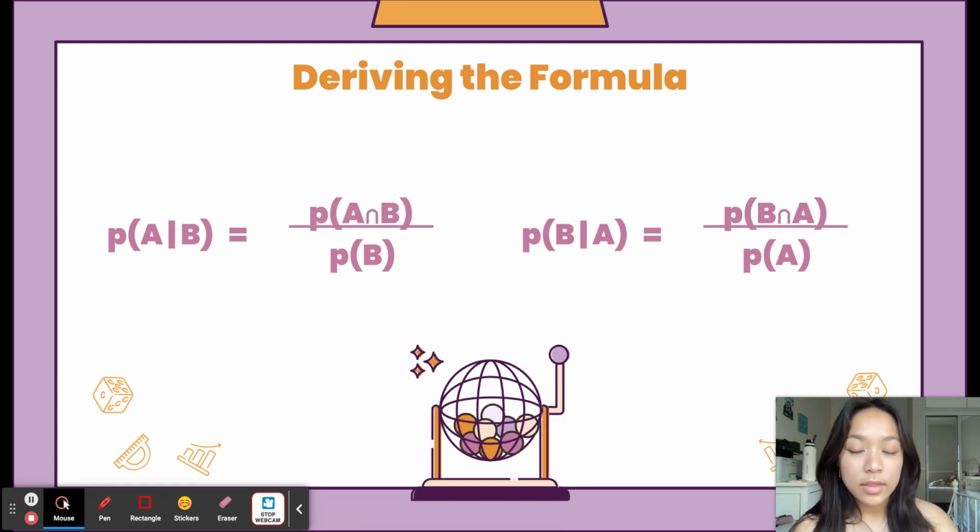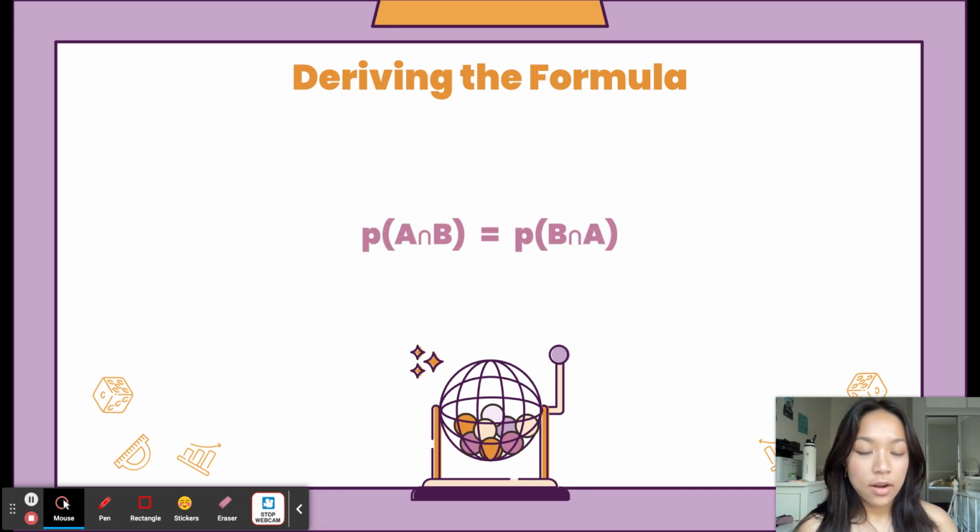But now if we look at the numerators of both of the equations, we can tell that they are actually the same. A intersect B is the same as B intersect A. So if you think about it in the sense of a Venn diagram, no matter what you put on the left or the right side, whatever they intersect, whatever they have in common, will always be the same. It doesn't matter which order you read it in.